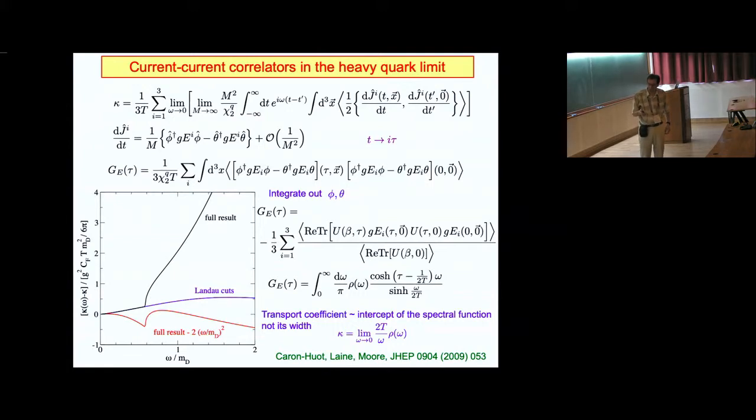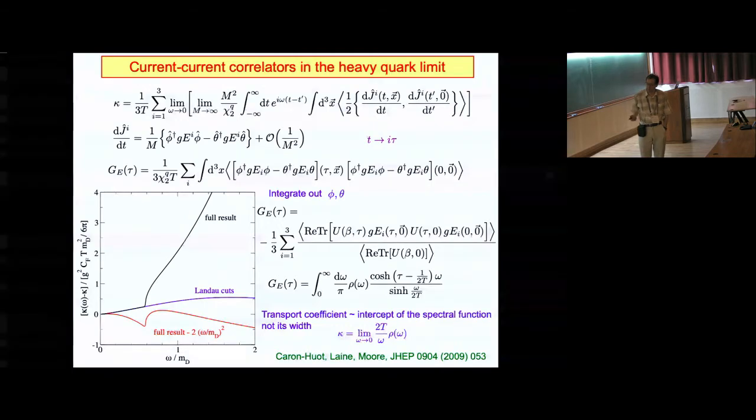So if you integrate out the heavy quark mass, you assume the quark mass is much larger than temperature, you integrate it out, then you could reduce this current correlator to the correlation function of the field. So the idea is that you could define, in the heavy quark mass limit, the kappa as a correlation function of a current or derivative of the current correlator, and in the heavy quark mass limit, the derivative of the current just reduces to the electric field.